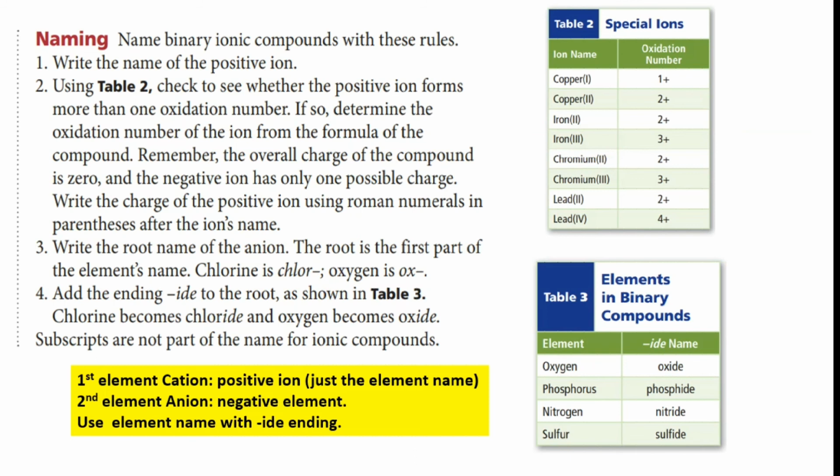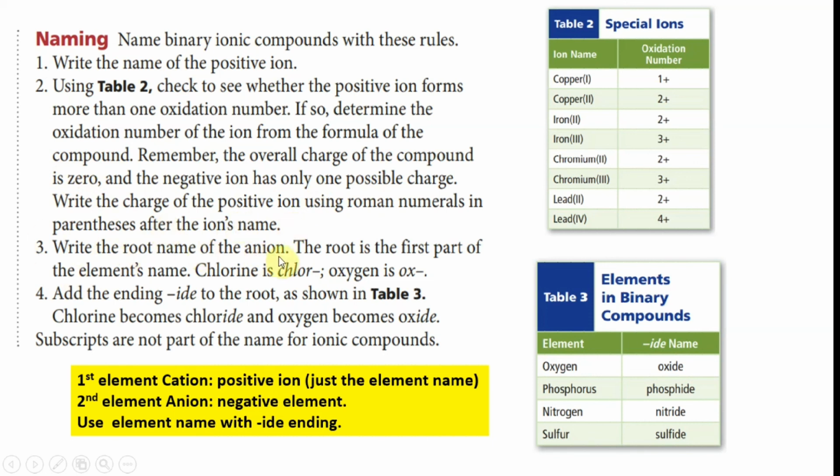Now, naming binary ionic compounds, we're going to use the following rules to give them the names. 1. Write the name of the positive ion. 2. Using table 2, this one we have here, check to see whether the positive ion forms more than one oxidation number. If so, determine the oxidation number of the ion from the formula of the compound. Remember, the overall charge of the compound is 0, and the negative ion has only one possible charge. 3. Write the charge of the positive ion using Roman numerals in parentheses after the ion's name.